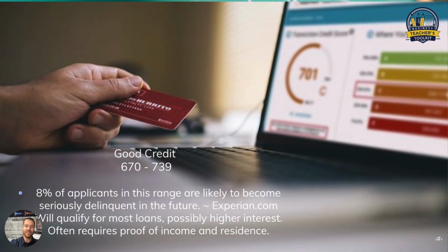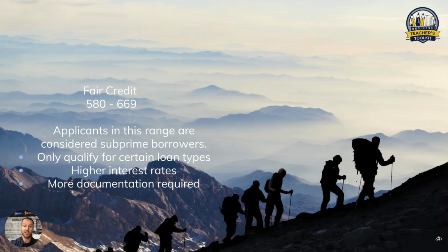As we make our way into this good credit range, you'll find that there's more likelihood of you falling delinquent or missing a payment, and you will still probably qualify for most loans, but your interest rate might start creeping up, and it might also require proof of income and residence and other documents.